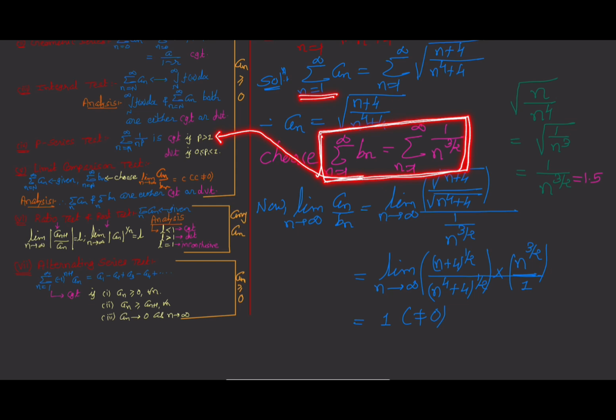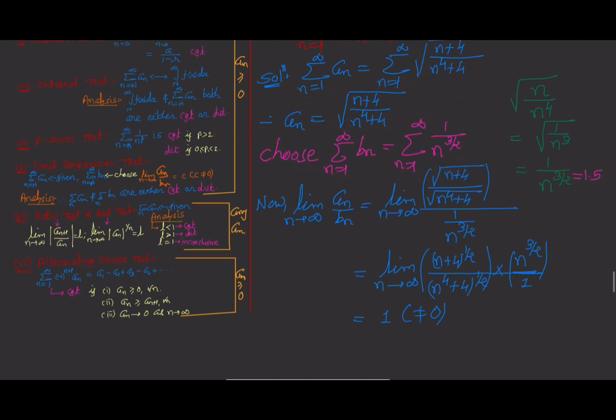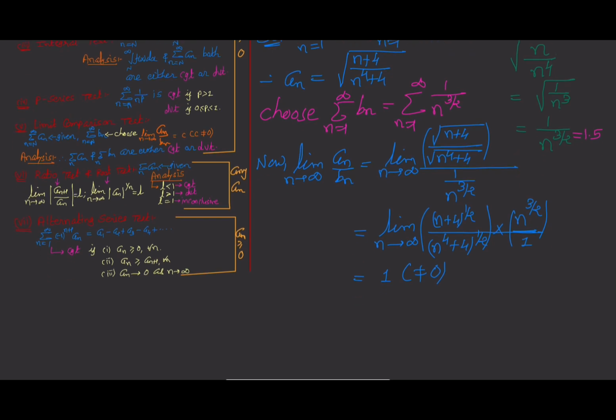What is p series test? When p is greater than 1, the series is convergent. What is p? p is equal to 1.5, which is greater than 1. Therefore, this series is convergent, and so summation an is convergent. Right. So let us mention here. Therefore, summation an and summation bn both are convergent, as summation bn is convergent because of p series test, and this is the end of exercise.